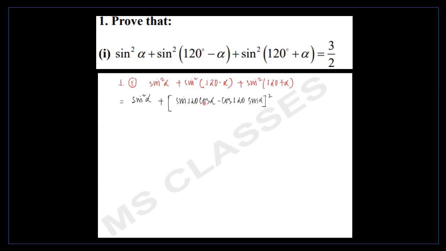Sine A cos B minus cos A sine B whole square, plus we have sine 120 plus alpha, that is the sine A plus B formula, sine A cos B, that is cos alpha here, plus cos A sine B. Okay. Sine A cos B plus cos A sine B formula. This is what we have now. Now we have here A minus B whole square, and this is A plus B whole square.